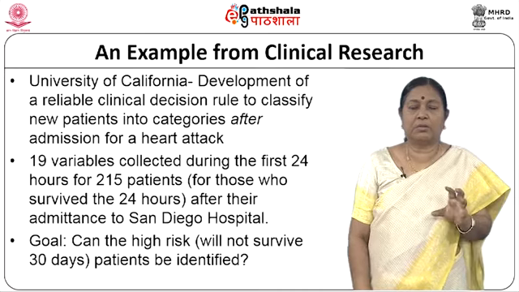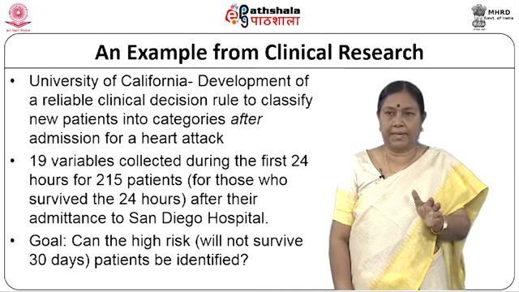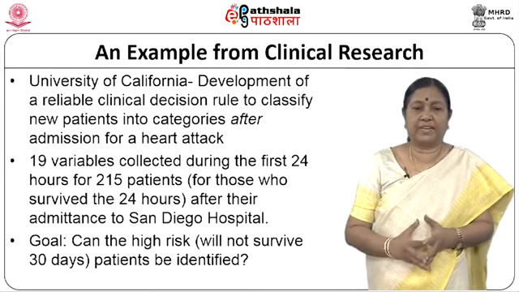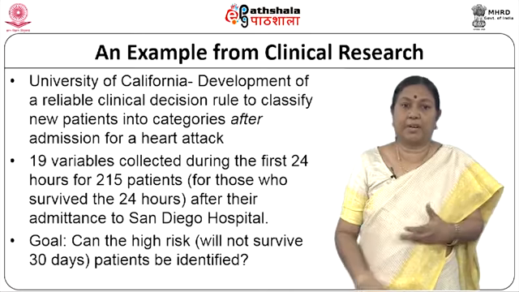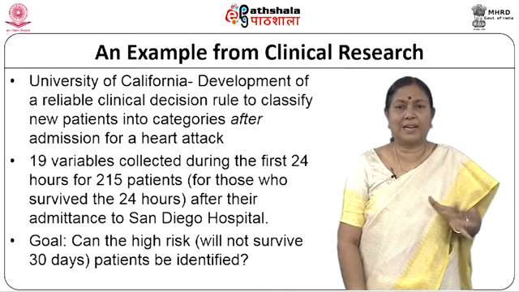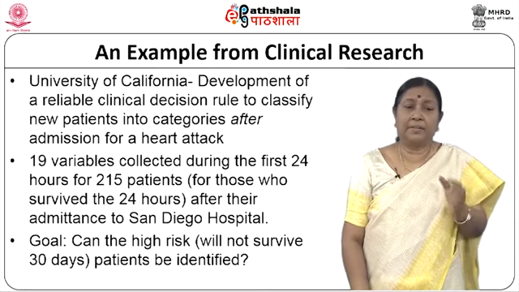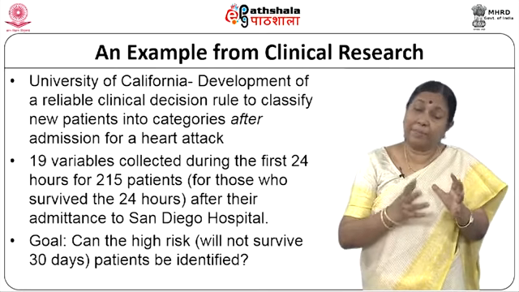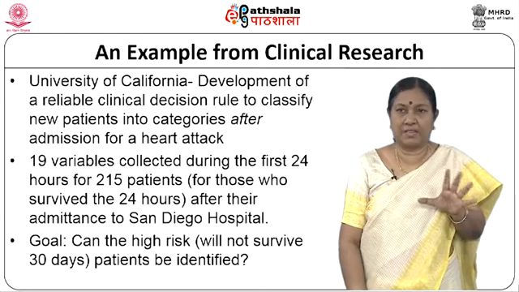The goal was to check, can the high risk patients, that is those who will not survive 30 days, be identified? Can the high risk patients be identified so that they can be given special treatment and so on. So, this is the idea, and it is a crucial problem that had to be solved. 19 variables, that is 19 parameters were selected for this, and we considered 215 patients.